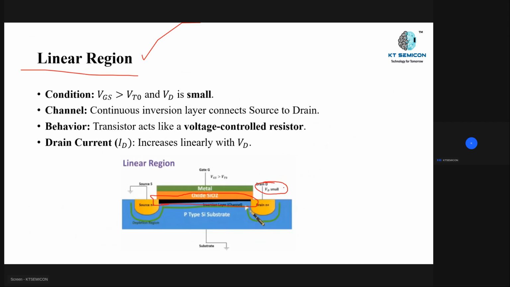Whenever we are applying a small amount of VD voltage, we can see there is one conducting path. Why? Because whenever the VD voltage is more than zero, the electrons move from source to drain. Once the electrons start moving, we can see one ID current flow. There is a conduction of ID, but this ID current is in the linear region.